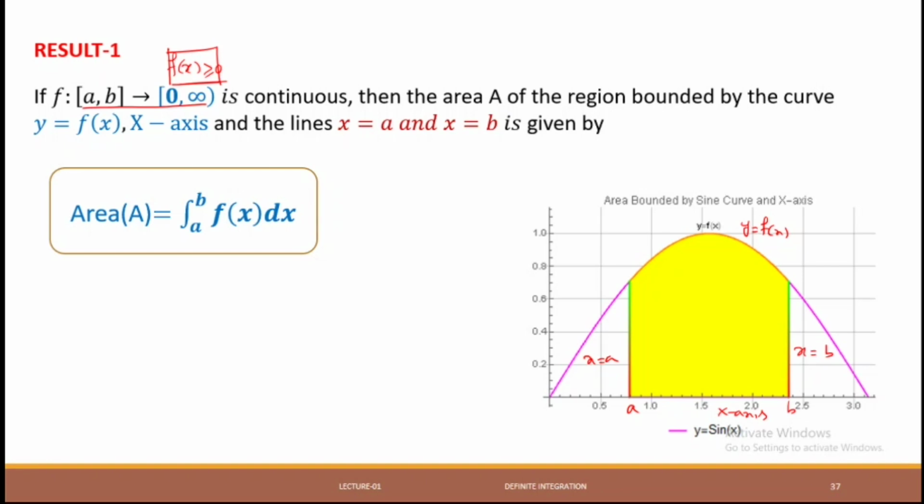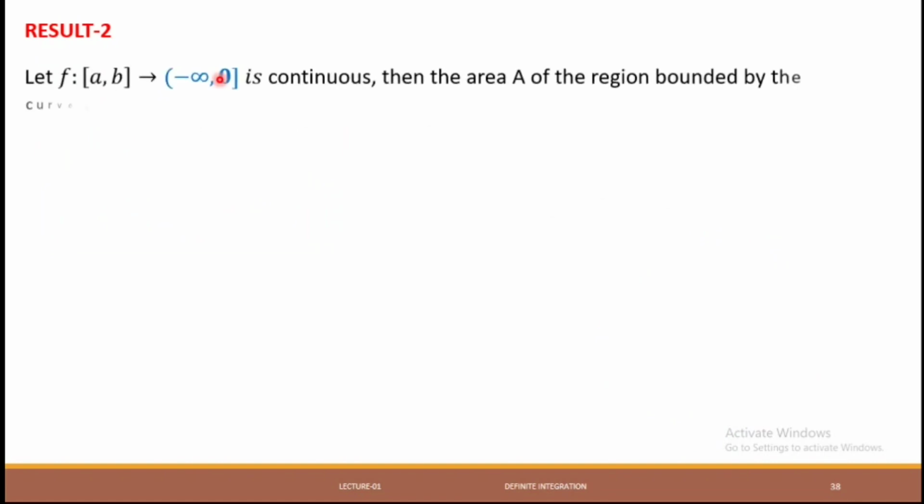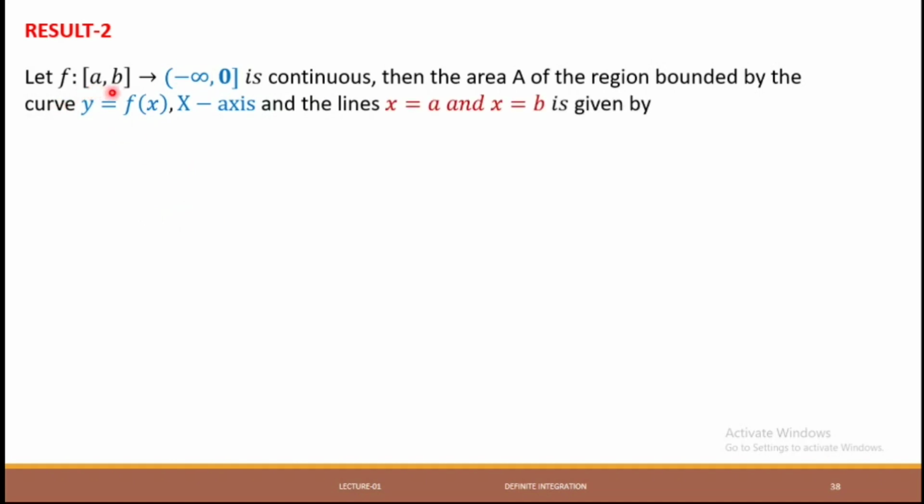Let me discuss the second result now. Here is the statement of the second result. Let f be a continuous function from the closed interval [a, b] to (minus infinity, 0]. Then the area A of the region bounded by the curve y = f(x), the x-axis, and the lines x = a and x = b.